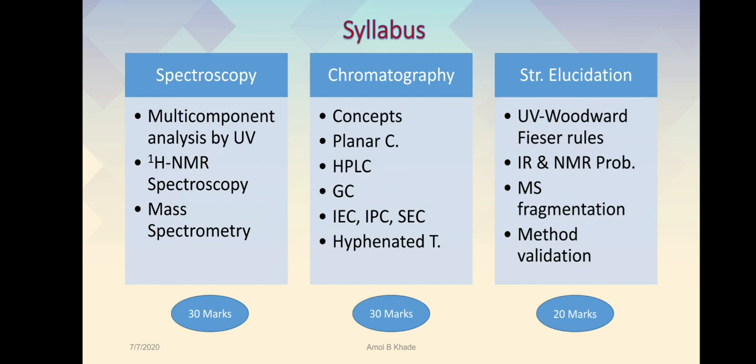And we have the IR and NMR related problems where we are given the IR values and the NMR values. So by making use of IR and NMR, we can predict what could be the possible structure.